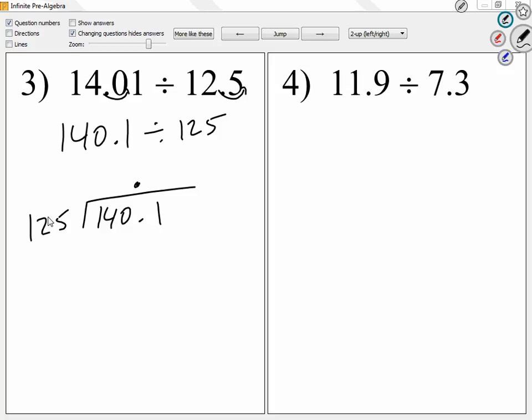Now let me ask you guys, how many times does 125 go into 140? One time. If I multiply this, I'm going to get 125 times 1 is 125, right? When I subtract this, how much is 140 minus 125? 15, good. So you continue, drop the next number, which is a 1. Now, how many times is 125 going into 151? Once. Right, 125 times 1 is 125. Now subtract that. How much is 151 minus 125?